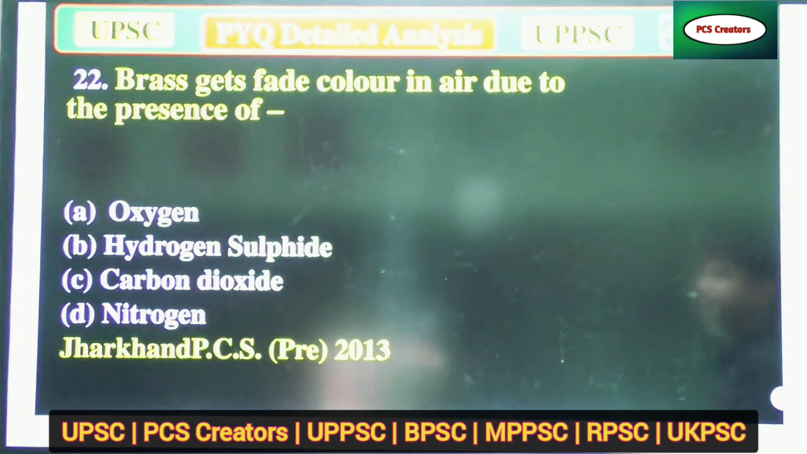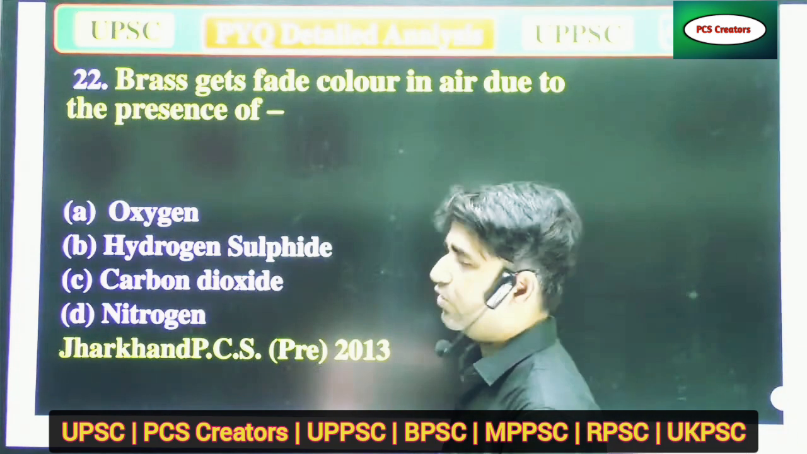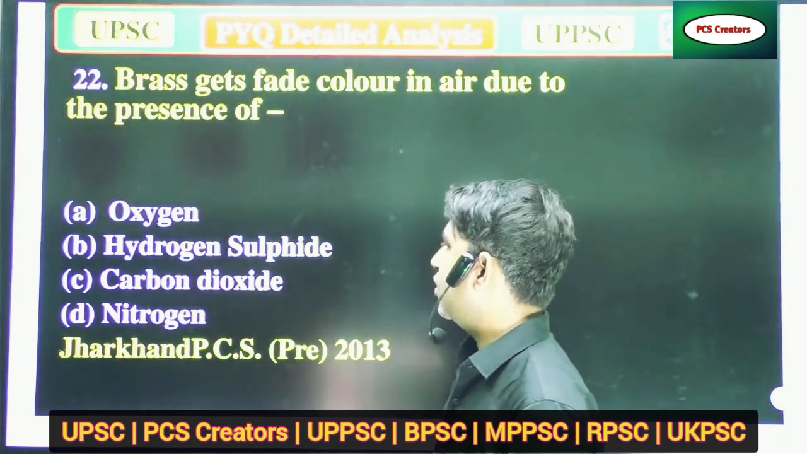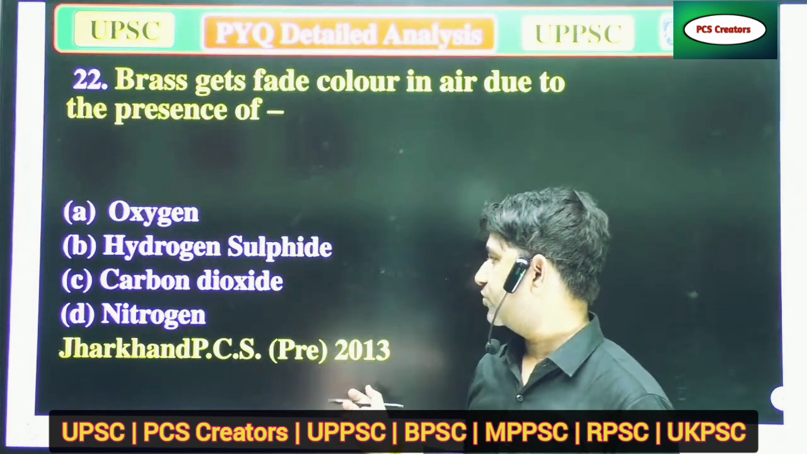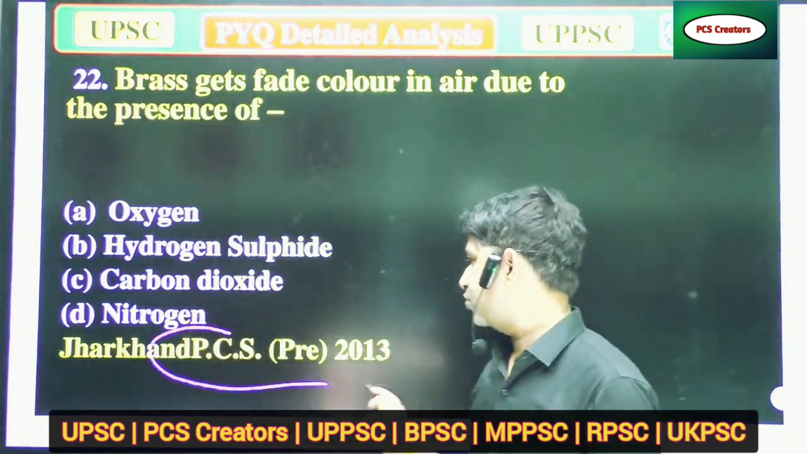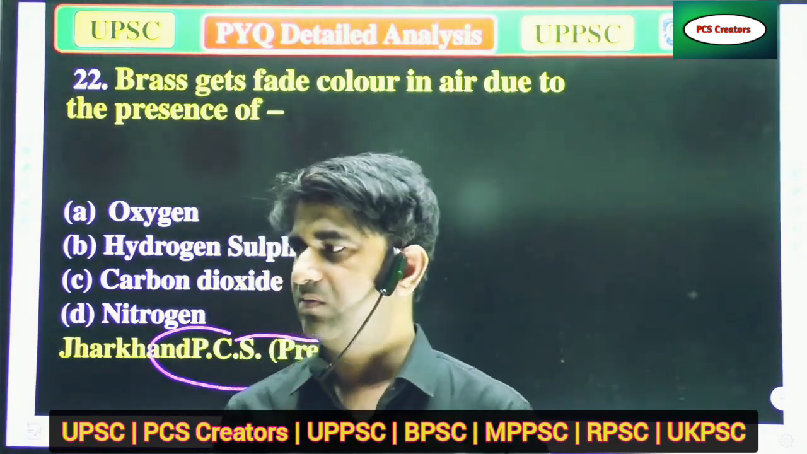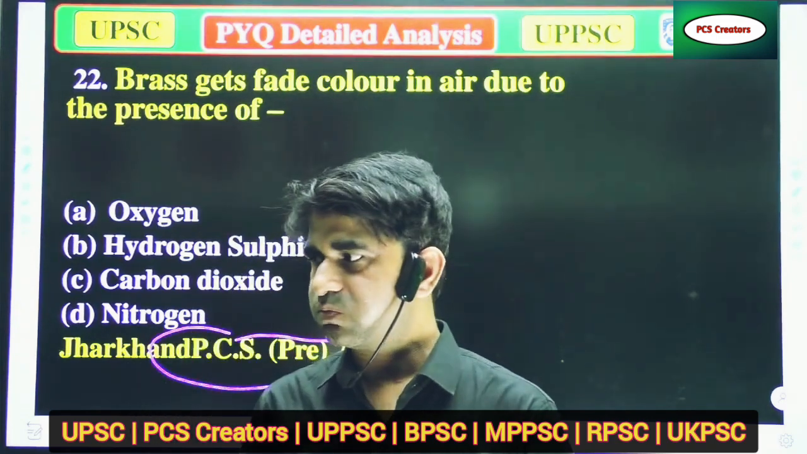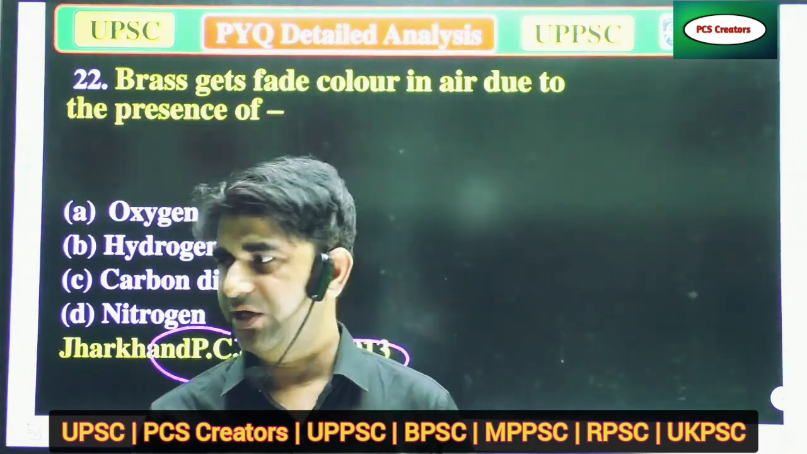Brass gets faded in color in air due to the presence of: option A, oxygen; option B, hydrogen sulfide; option C, carbon dioxide; and option D, nitrogen. That question was asked in the Jharkhand PCS 2013. Everyone please try to attempt this question.